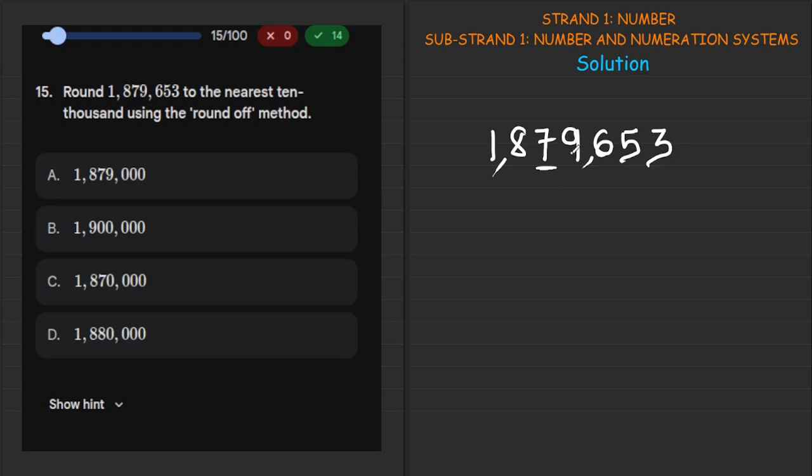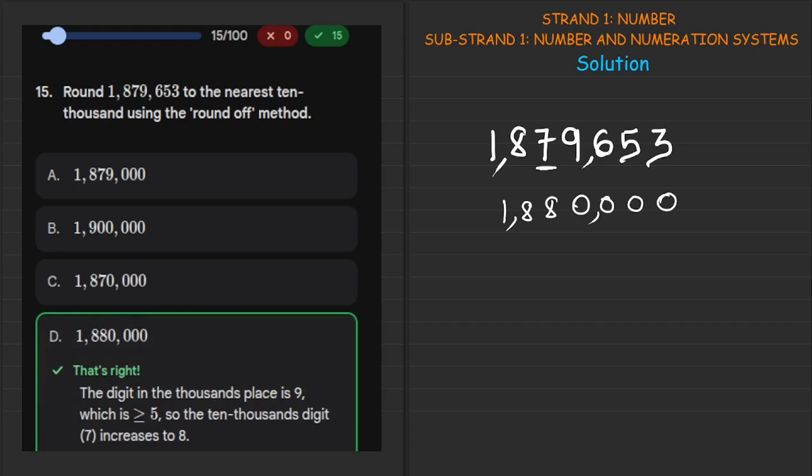Now, if the decider is 5 or more, we say we round up. If the decider is 4 or less, we round down. So as we round up and down, all these other digits become 0. So you have 3 being 0, 0, 0. The 9 itself becomes 0. But it decides that we change the 7 to 8. Then we write the remaining digits as well. So this becomes our answer, that is 1,880,000.